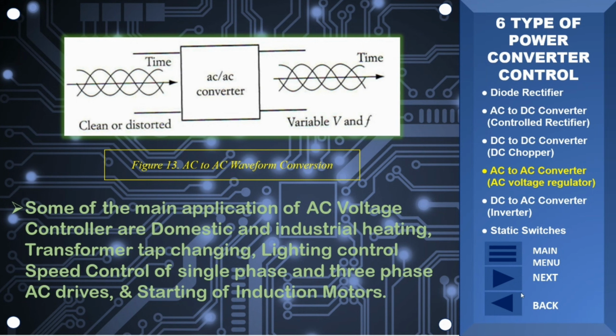Some of the main applications of AC voltage controllers are the following: domestic and industrial heating, transformer tap changing, lighting control, speed control of single-phase and three-phase AC drives, and starting of induction motors.